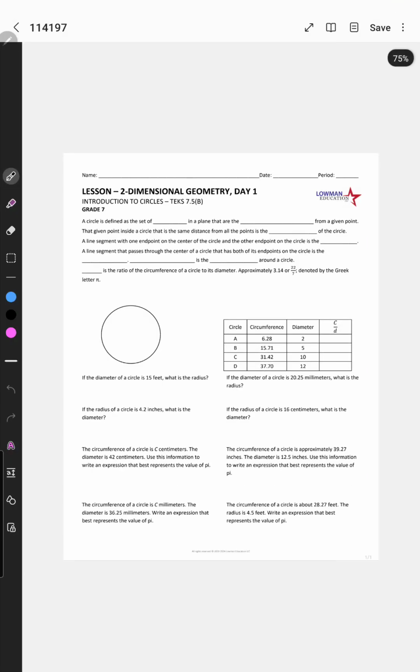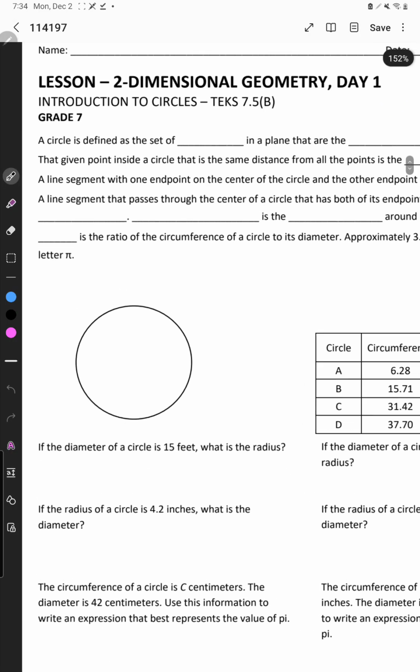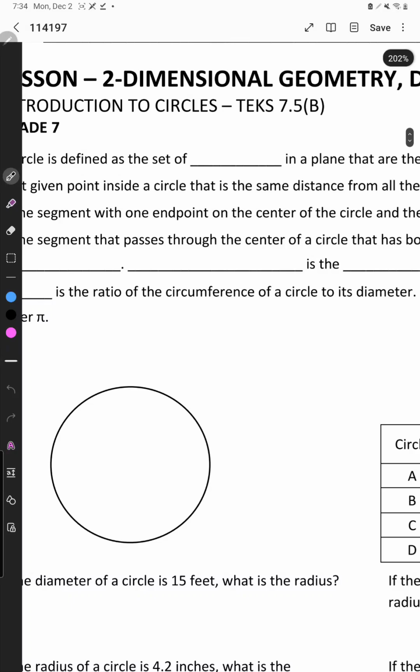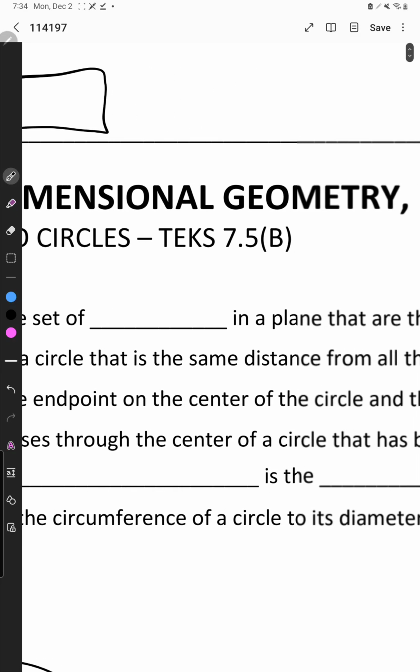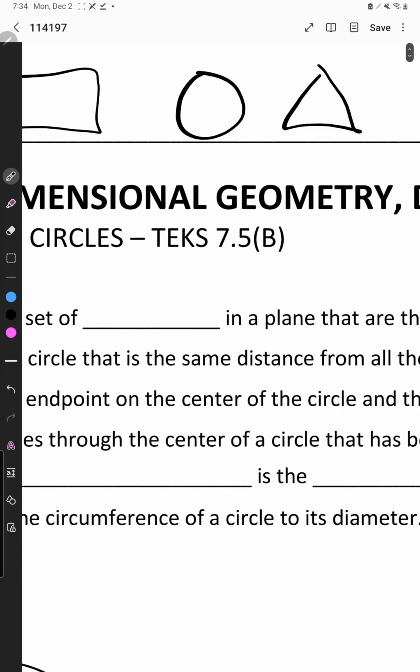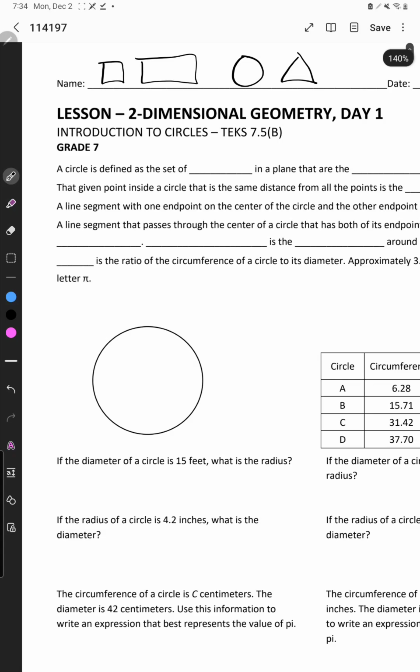So today we are starting a new unit, and that unit is going to be going over two-dimensional shapes, which are just the shapes that you know, like squares and rectangles, or circles and triangles. Okay, those are two-dimensional shapes. We're going to start by talking about the circle.